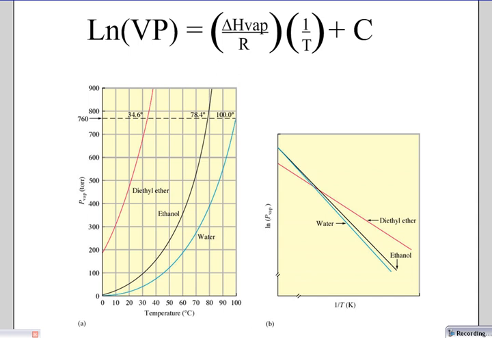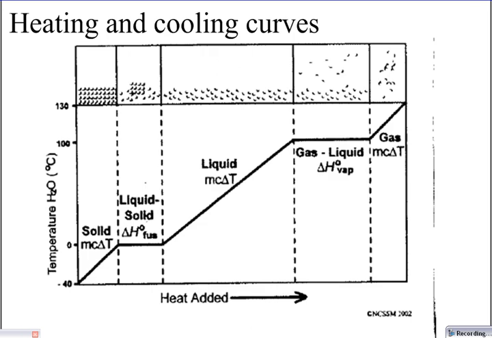So the slope of each line is the heat of vaporization divided by the gas constant, so the line with the steepest slope would have the greatest heat of vaporization. We use the heat of vaporization to calculate the energy necessary to undergo a phase change. And we often see these on heating and cooling curves. Picture below is a heating curve.